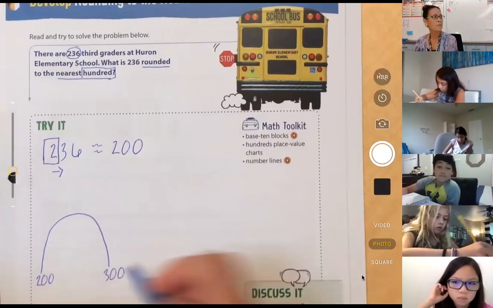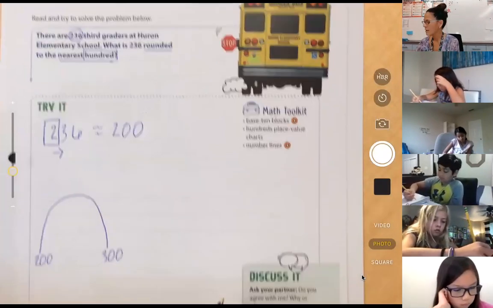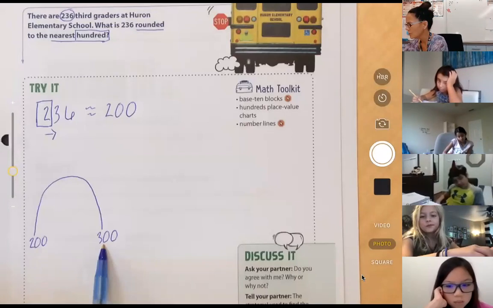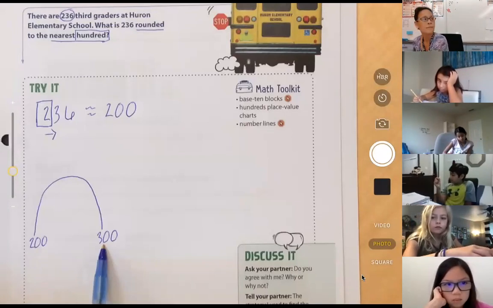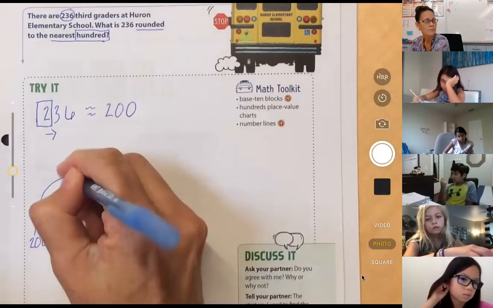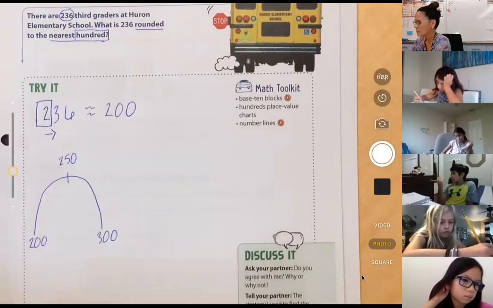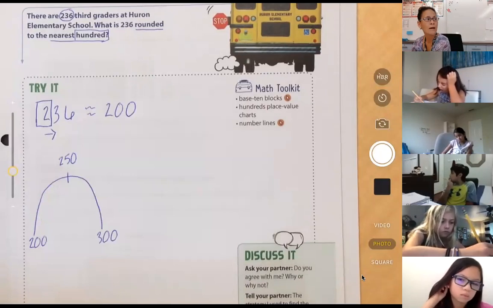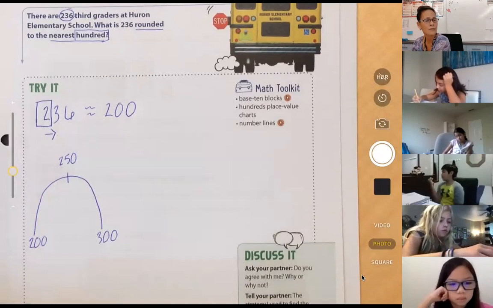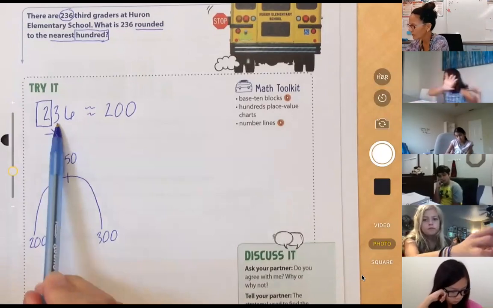And then we talked about the importance of that halfway mark. So for us here, it would be 250. If this was a straight number line, that would be the middle. Okay? Again, remember our rules. If next door it's 5 or more, we are rounding up. But let's take a look at where 236 would fall on our hill. 236 would fall right about here.